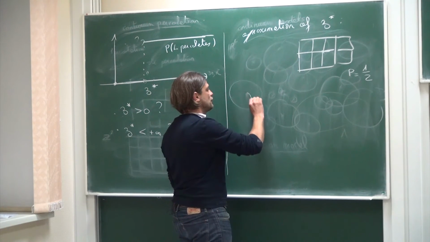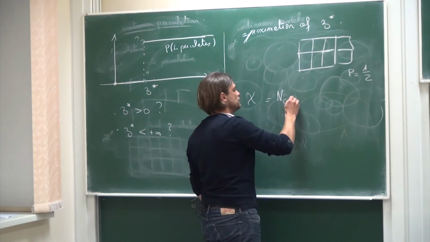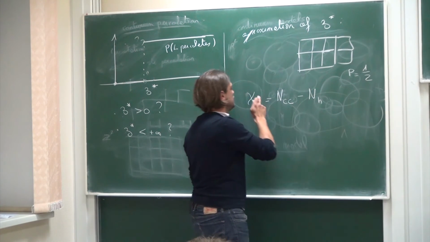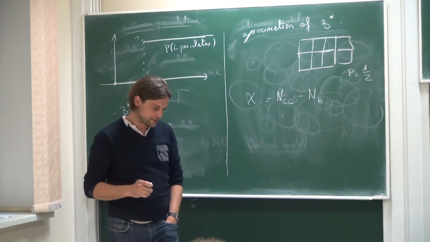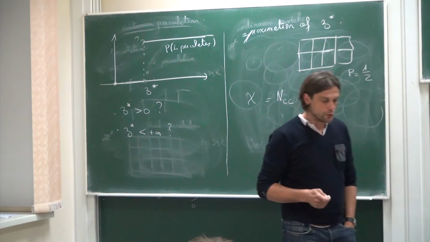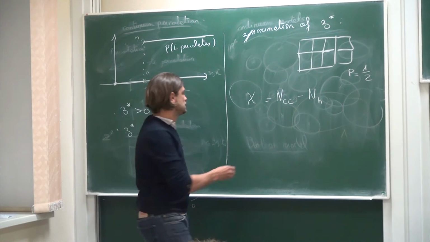I recall the Euler characteristic is just equal to the number of connected components minus the number of holes. And this functional is defined, for example, for a finite union of convex sets. So we can use it.